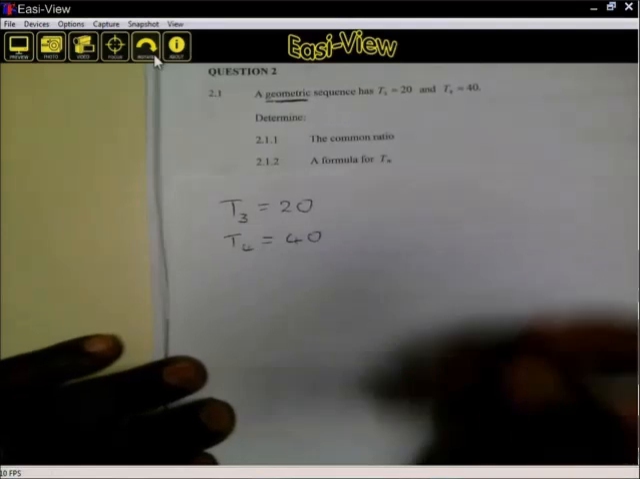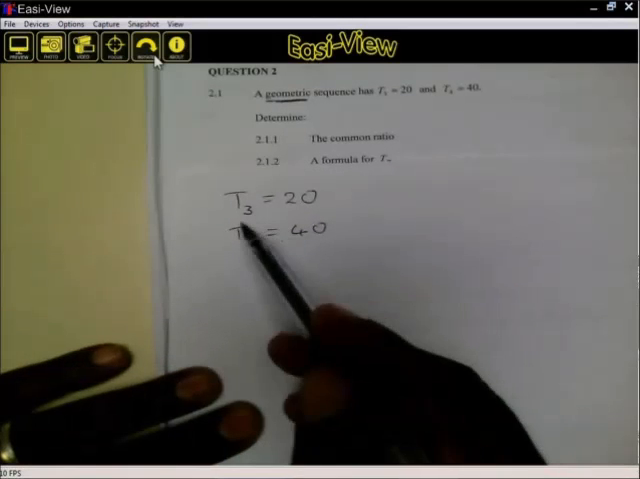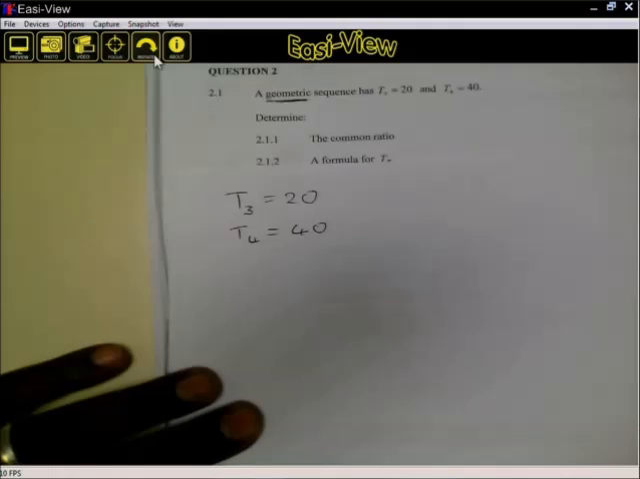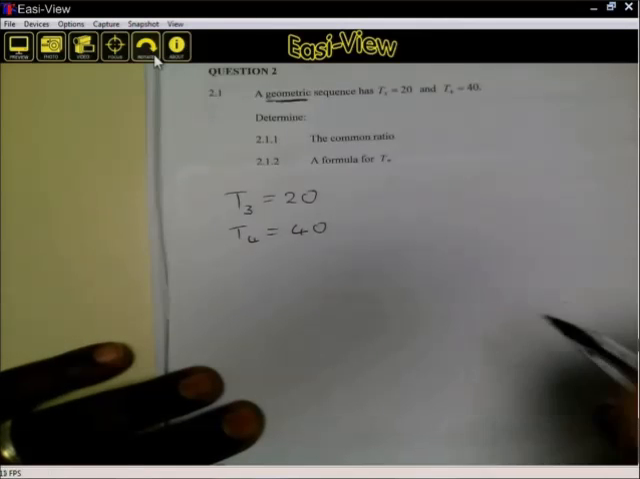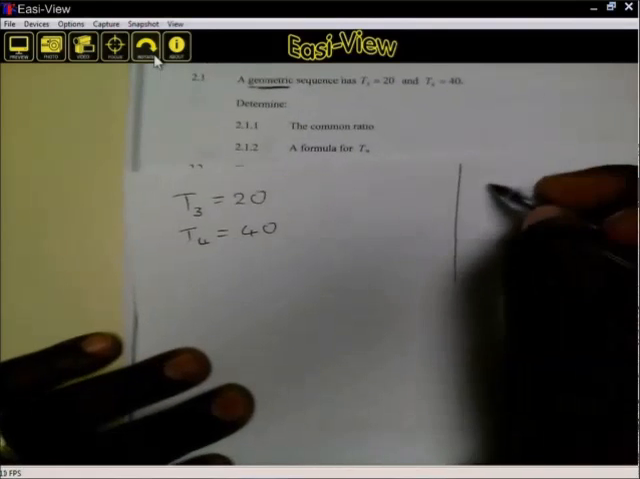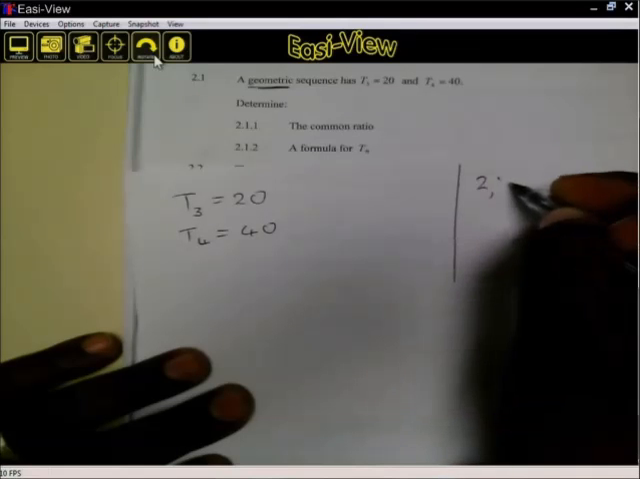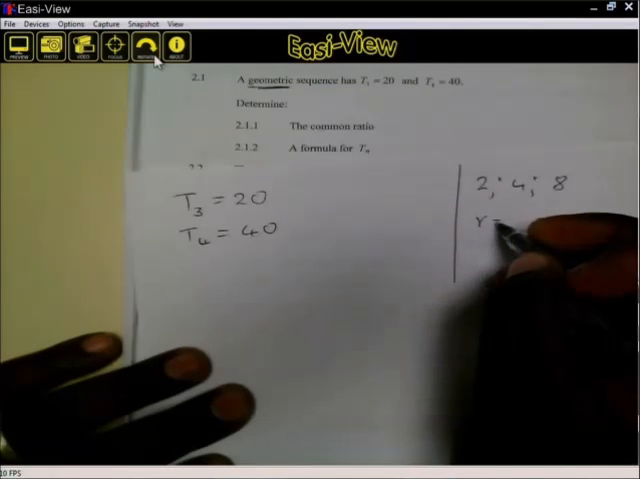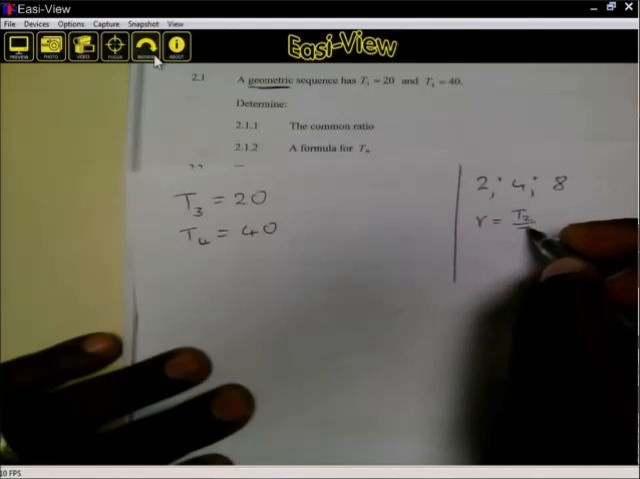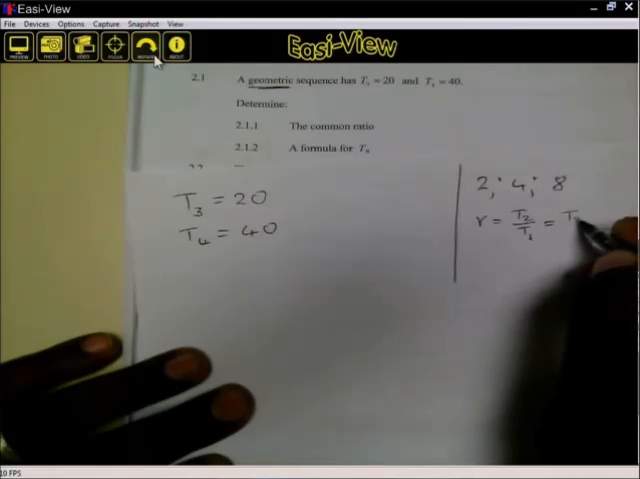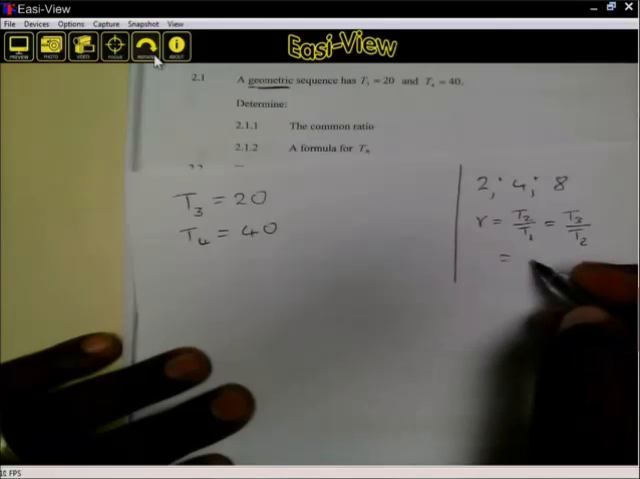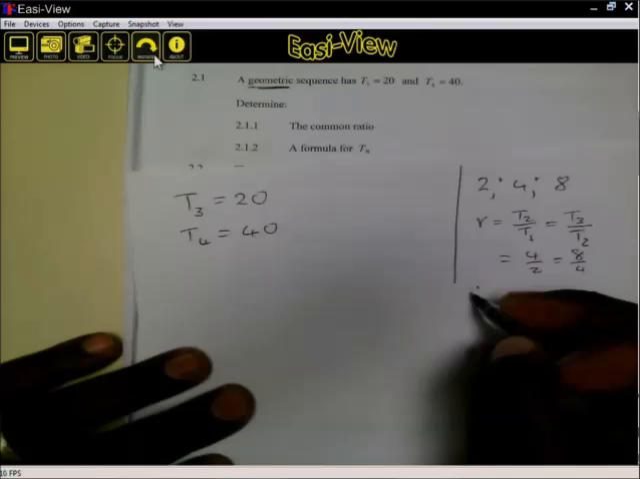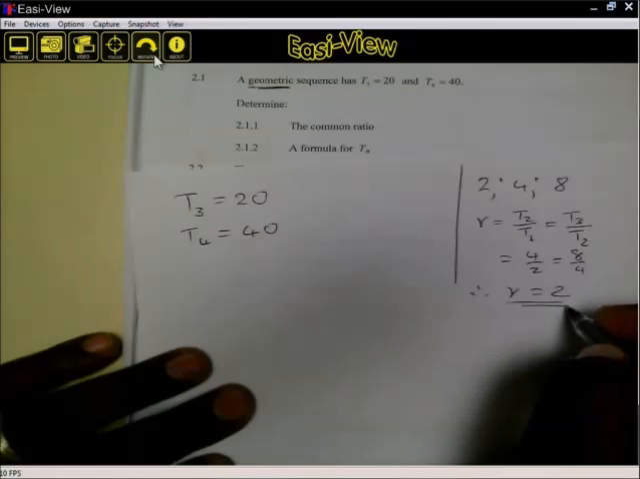Now T3, there are two ways that we can do this with. T3 and T4 are successive terms, right? Remember, if you are given a number pattern, say 2, 4, 8, and you are told that this number pattern is geometric, we say the common ratio will be the same as T2 over T1, which must be the same as T3 over T2, meaning 4 divided by 2 will be equal to 8 divided by 4, which therefore means the common ratio here will be 2.